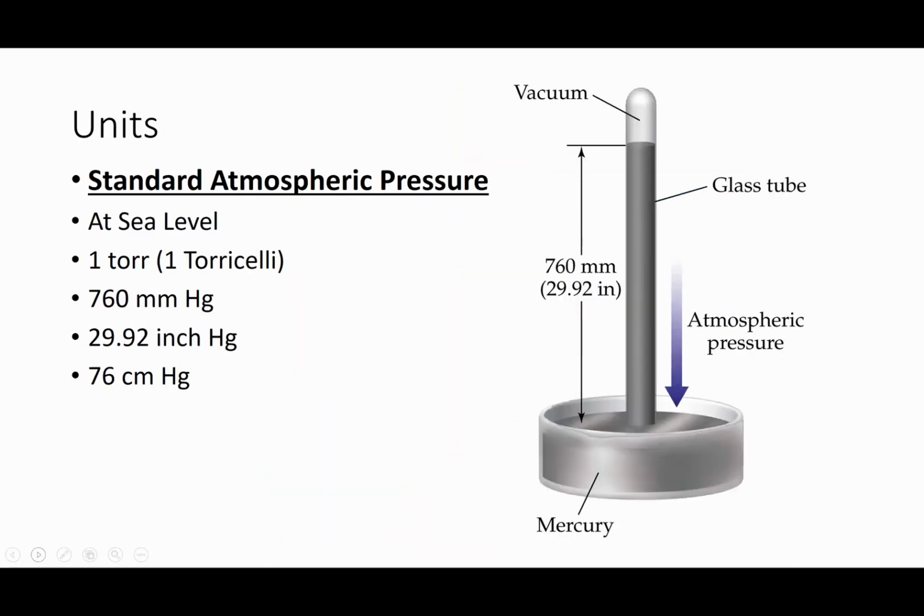Now, standard atmospheric pressure at sea level: a torricelli, millimeters of mercury, inches of mercury, centimeters of mercury. And it all goes down to the design of the open dish barometer, even though this is not the kind of instrument that is used very much anymore because of the hazard of mercury, but the units have stuck.